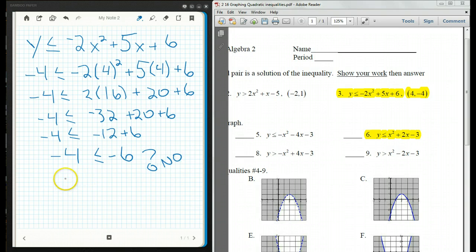Is this a true statement? This is what you have to ask yourself. The answer, of course, is no. -4 is not less than -6. So it is false. It's not a solution of the inequality. It's pretty much as simple as that.